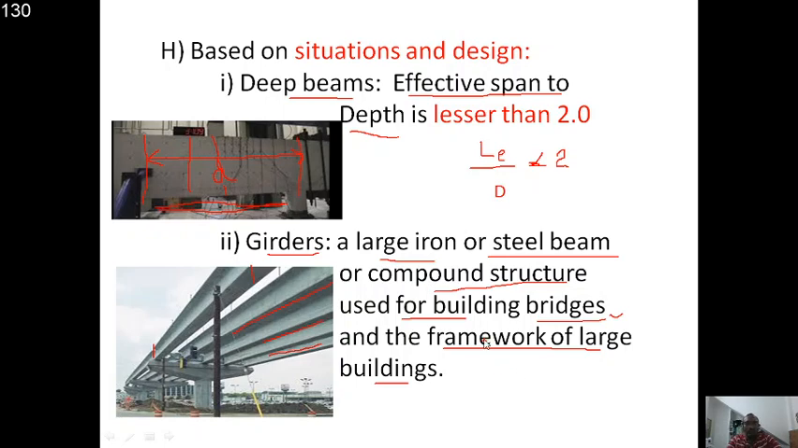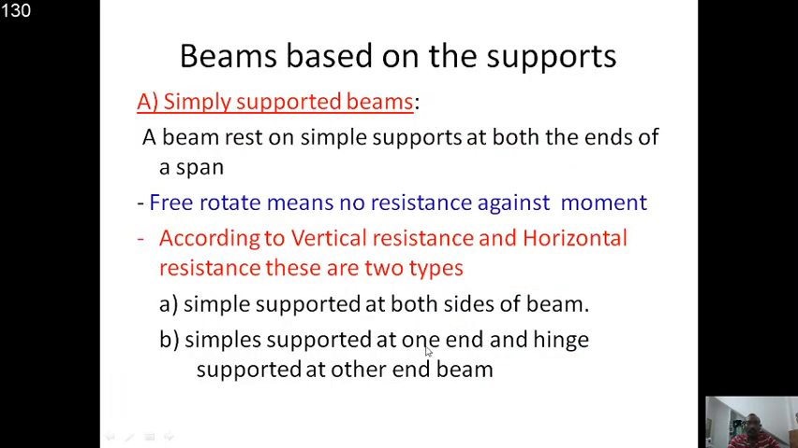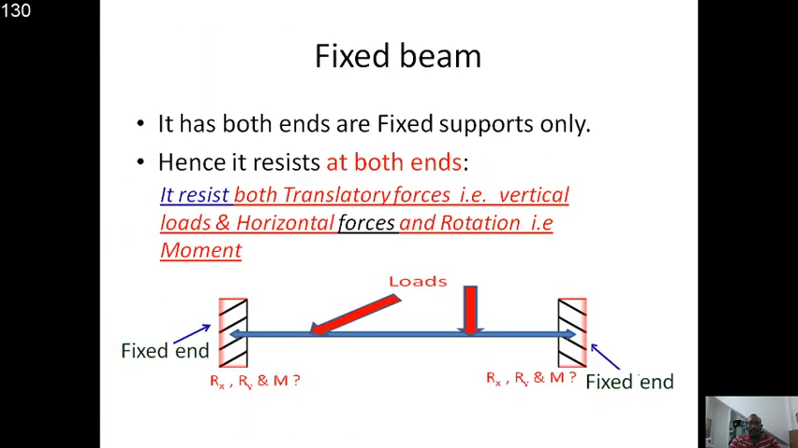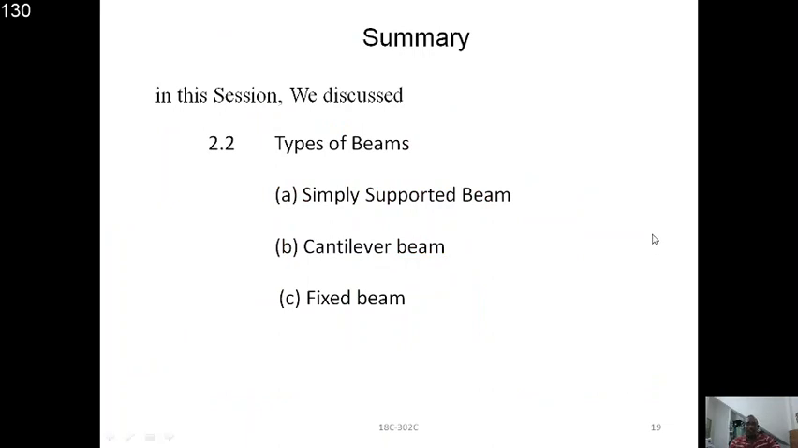So with this, the classification of the beams has been completed, and we have also seen which types of beams there are, like simply supported beam, cantilever beam, and fixed beam. We have seen all these three types of beams. Right? Thank you.